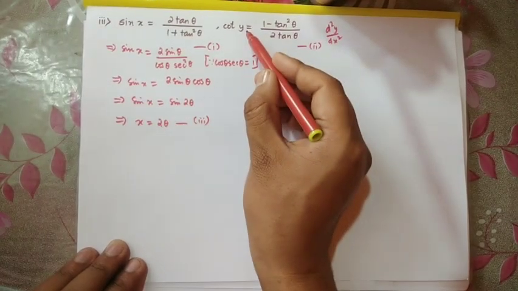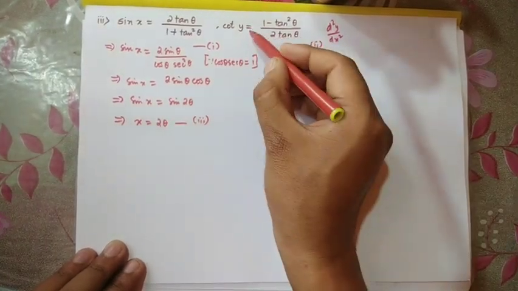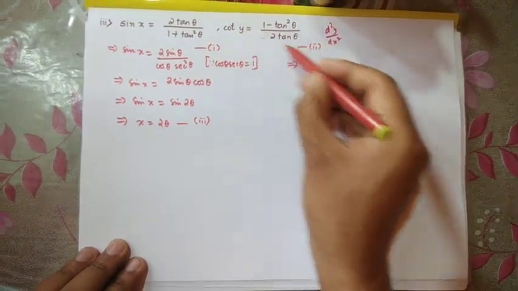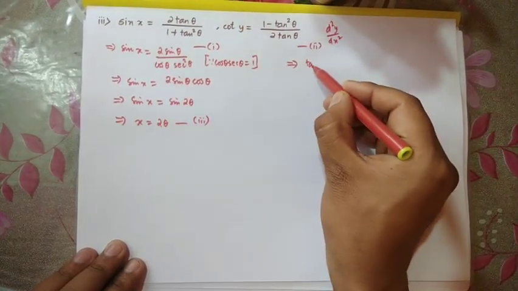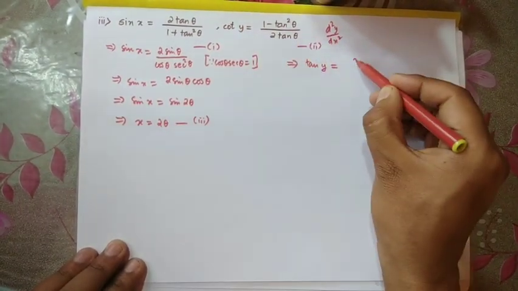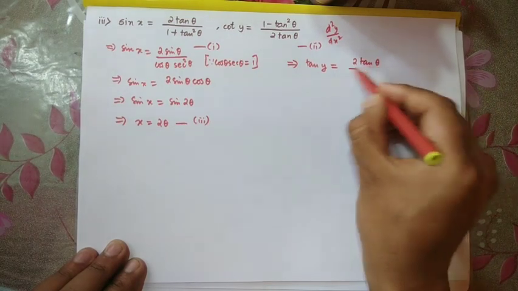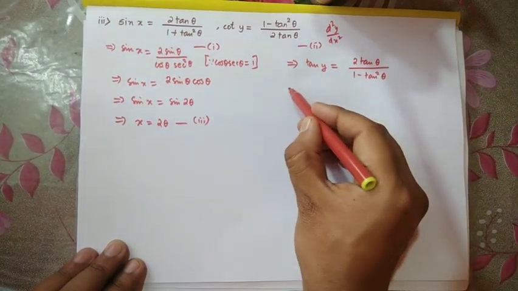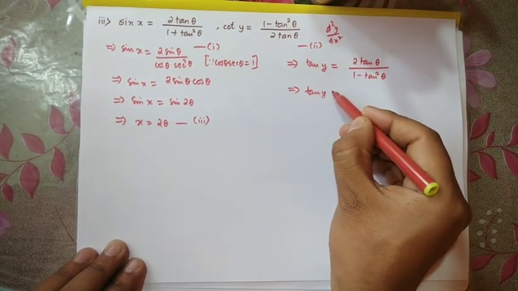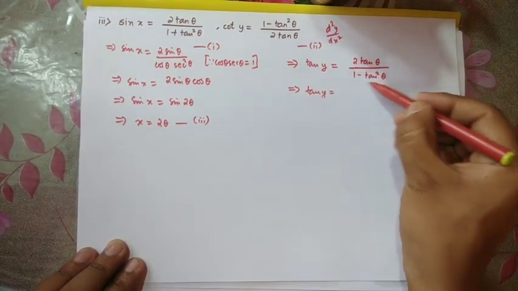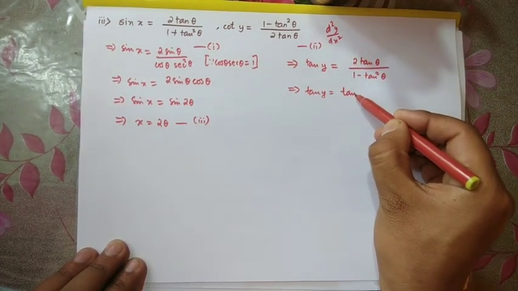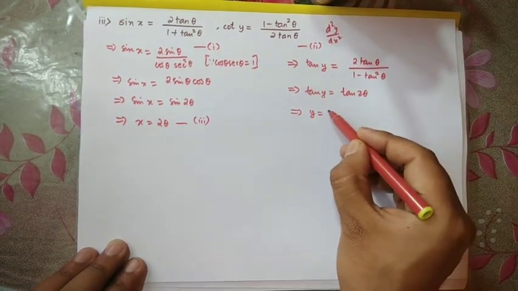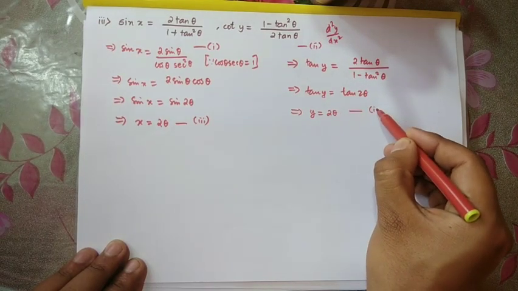Now let me make use of equation 2. When I invert it, that is, if I find the reciprocal of this, then this becomes 1 by cot y, which is tan y. This in turn is equal to 2 tan theta by 1 minus tan squared theta. Now from class 11 trigonometry, using multiple angles, this is equal to tan 2 theta. So there's a direct formula here. Similarly, from here, y is equal to 2 theta. Let me call this equation 4.